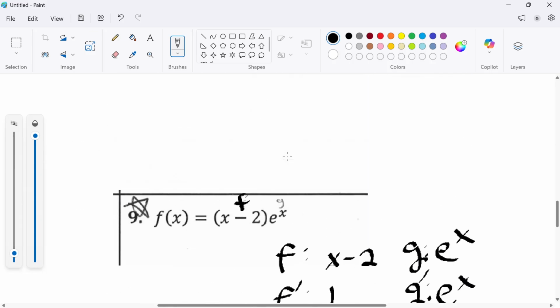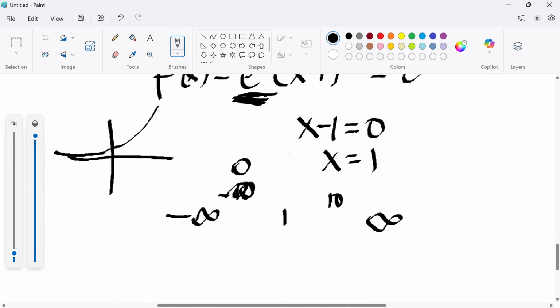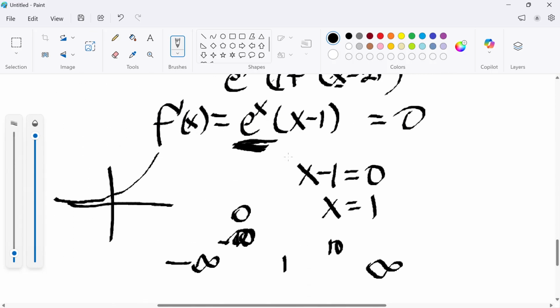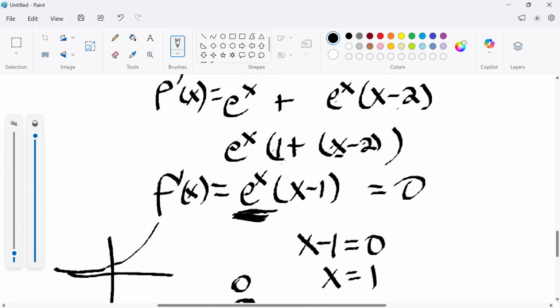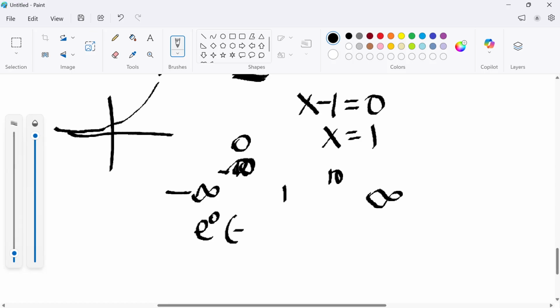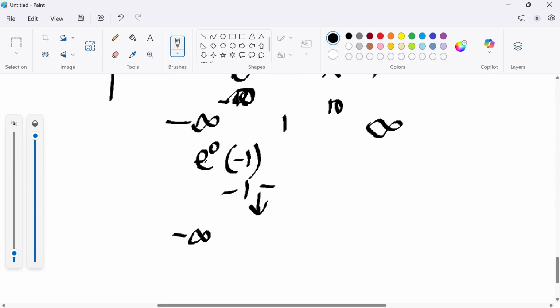So I'm going to use 0, and I'm going to put it into the derivative, because I want to see if it's increasing or decreasing. So e to the 0 times negative 1. E to the 0 is 1, times negative 1 is negative 1. So it is decreasing. It's negative, decreasing. So from negative infinity to 1, it is decreasing.